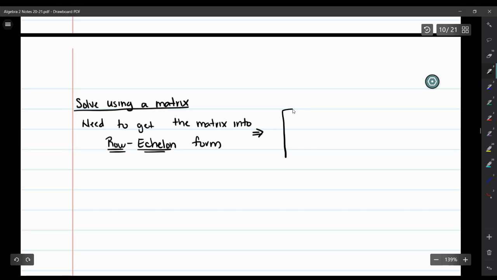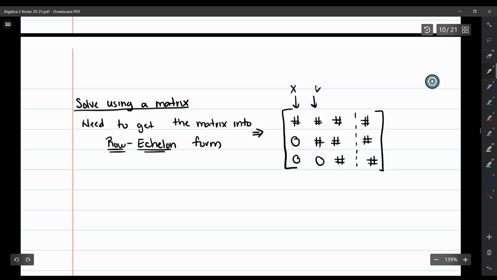Usually we have 3 equations, so I need 3 rows. The first row is all numbers. So you've got your x, your y, your z, and then the number to the right. The second row has a 0, some number, and then the number to the right of the equal sign. Your third equation has 2 zeros, a number, and then a number to the right of the equal sign. So remember, these are our x's, these would be our y's, and these would be our z's.